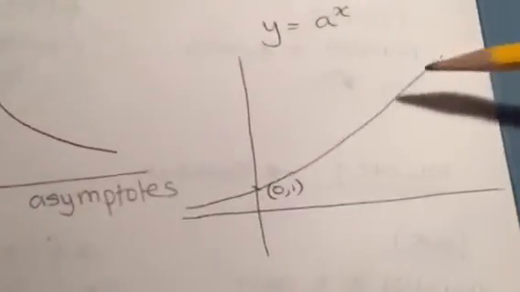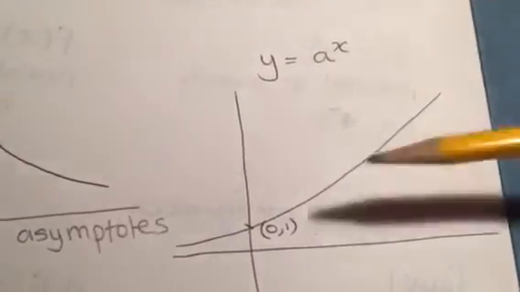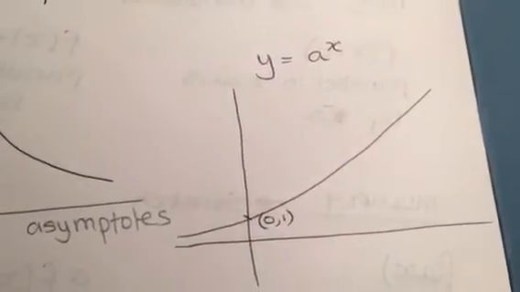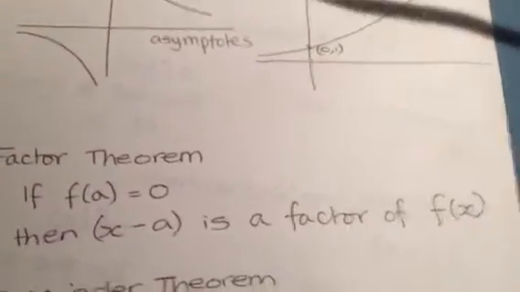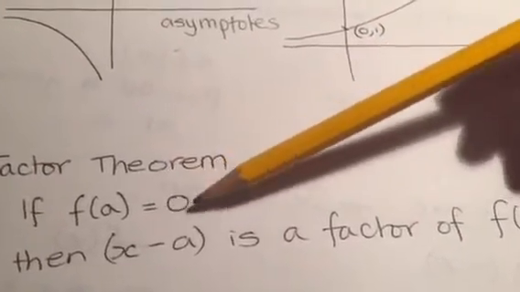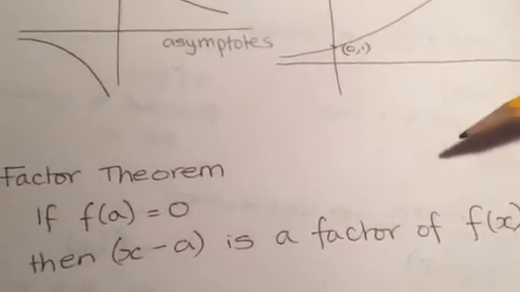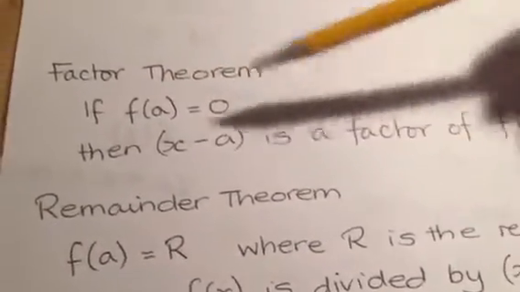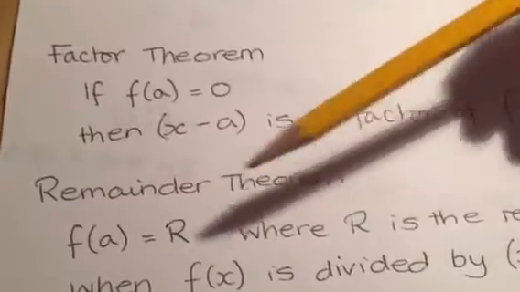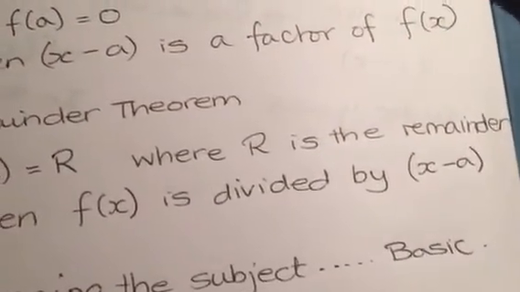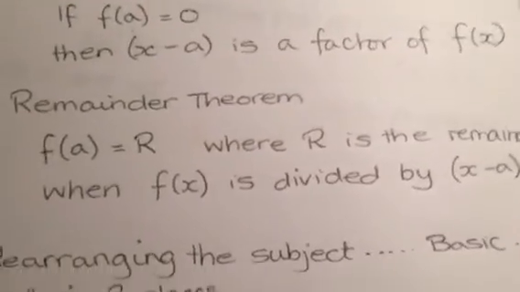And you also need to know the shape of the exponential graph, y equals a to the x, and crosses the y-axis at 0, 1. Factor theorem, you need to learn the wording. If f of a is equal to 0, then that means that x minus a is a factor of f of x, and also the remainder theorem. If f of a equals r, where r is the remainder when f of x is divided by x minus a, so r is the remainder.